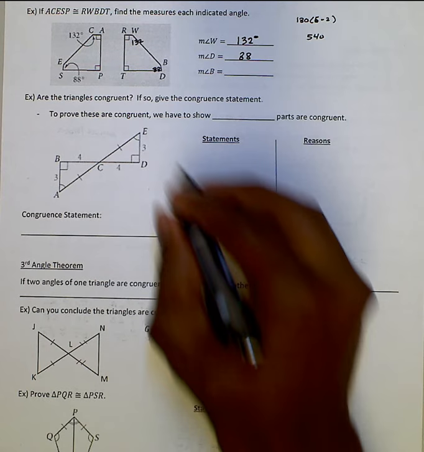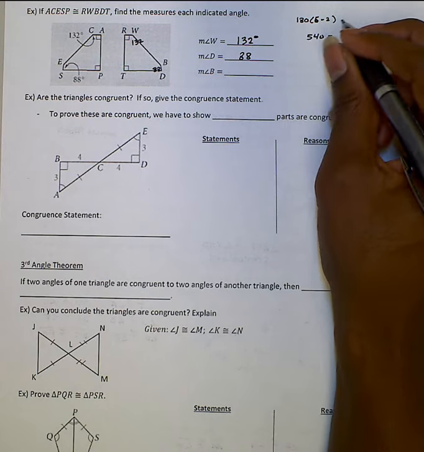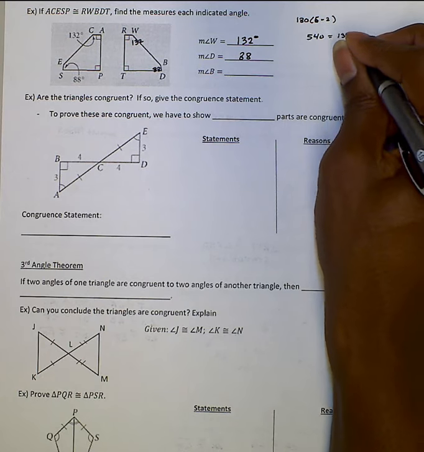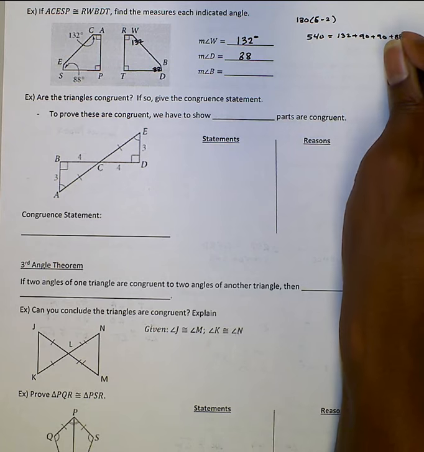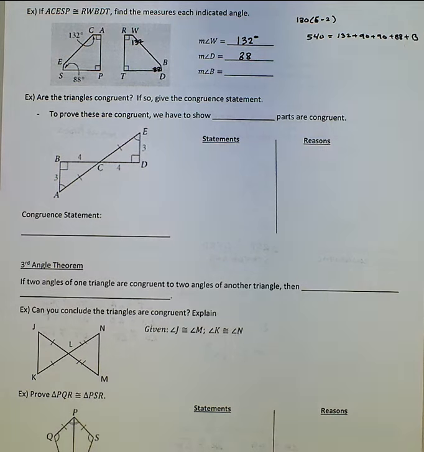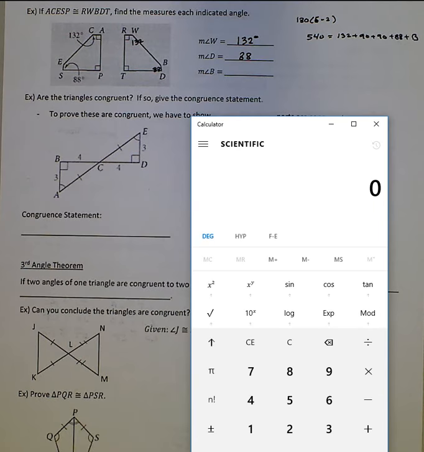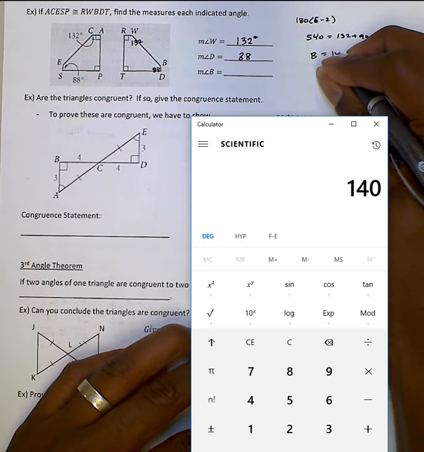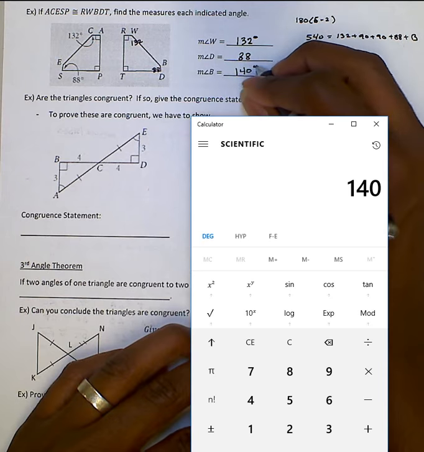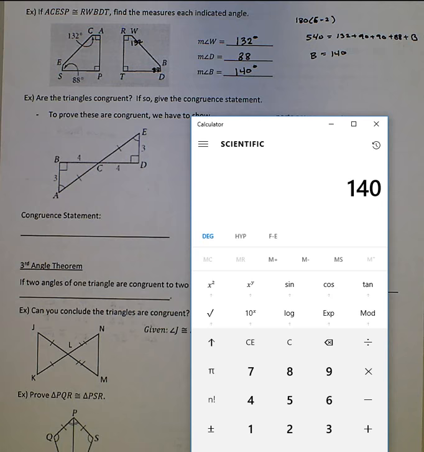Okay, so I know that all these angles together should equal 540, so I'm going to just take all the angles and add them together. I got 132 plus 90 plus 90 plus 88, and then I'll just call angle B, B. So if I do that on the calculator, 132 plus 90 plus 90 plus 88, that's 400. 540 minus 400 gives me 140. So B should equal 140. It's 140 degrees. Okay, and that's all from our polygon angle sum theorem. That's a little bit of a review, but also from using the corresponding congruent parts.